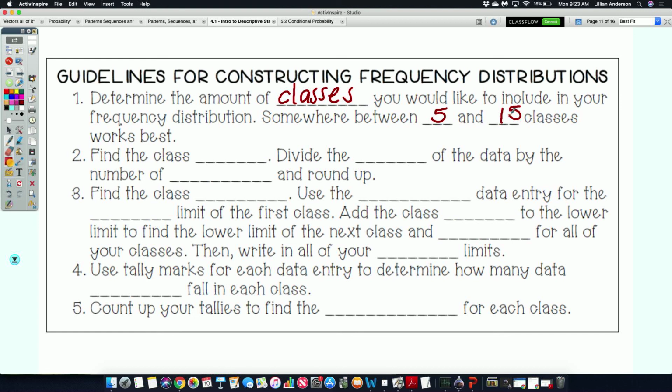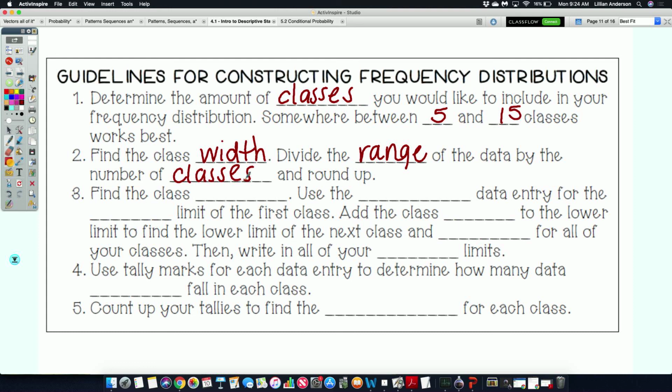After you figure out how many classes you're going to create, then you want to find the class width. Now remember, the class width is equal among all of your classes. To determine the class width, you divide the range of the data by the number of classes you chose in step 1 and then round up. Because a lot of times it won't go in evenly, so you just round up and that's the class width.